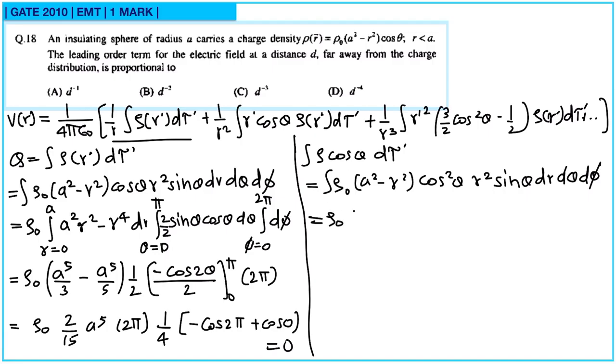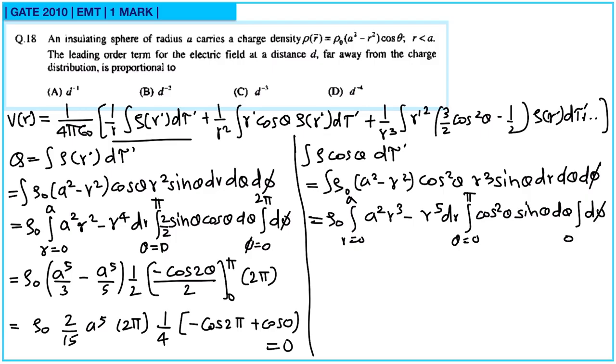So integration rho naught into integration over r. So r is going from 0 to a. Then the first term is a square into r raised to 4. Also we have here r, so this will be r cube. So this will be a square r cube minus r raised to 5 dr. Then integration of cos square theta into sin theta d theta. Theta is going from 0 to pi, and integration d phi, and phi is going from 0 to 2 pi.